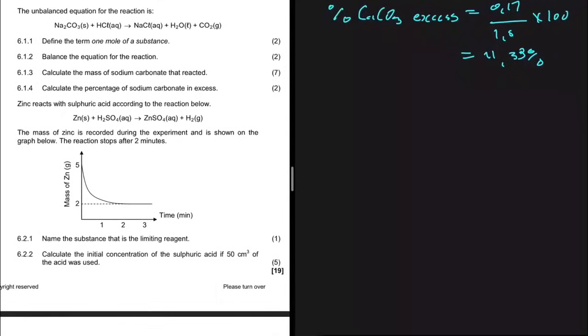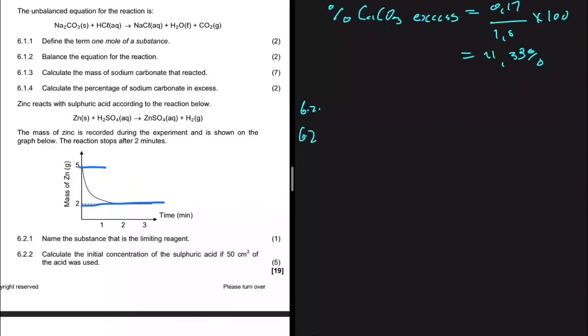Let's do 6.2. 6.2 is saying that zinc reacts with sulfuric acid according to the reaction below, and then there we have our reaction. The mass of zinc is recorded during the experiment and is shown on the graph below. The reaction stops after 2 minutes. So let's analyze our graph for just a second. Initially we had a mass of 5 grams at t equals 0, and then after some time the mass is now 2 grams and it stays at 2 grams, right?